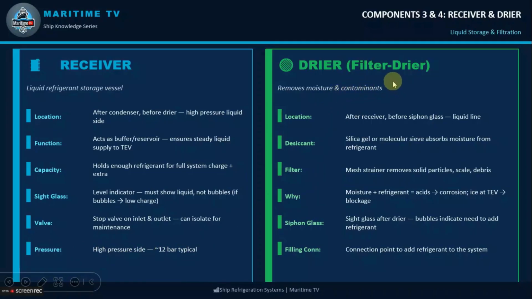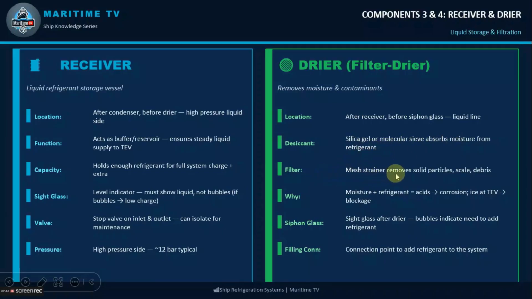Also, you have a dryer, this filter dryer. This removes moisture and contaminants. Location is after the receiver, before the sight glass, on the liquid line. Inside it has silica gel or molecular sieve, which absorbs moisture from the refrigerant.